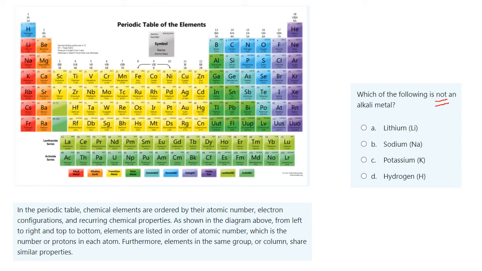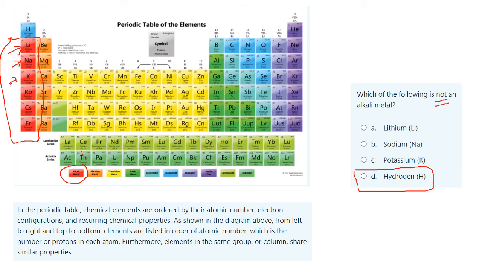And then the elements in the same group or column share similar properties. So these red ones are the alkaline metals. So these are the alkaline metals: lithium, sodium, which is Na, potassium, which is K, rubidium, Rb, caesium, Cs, and francium, Fr. The one that is not included is hydrogen.